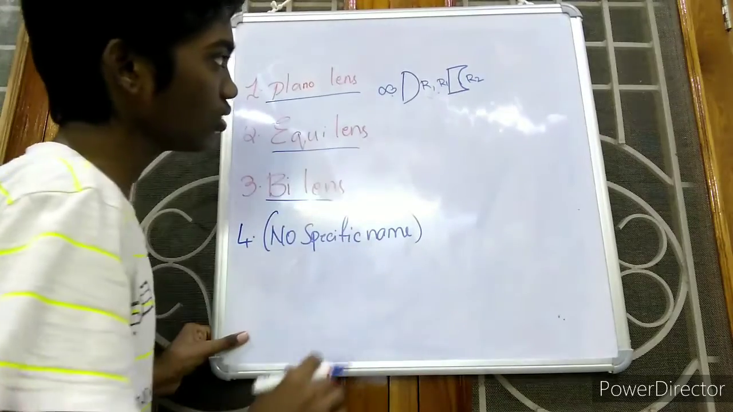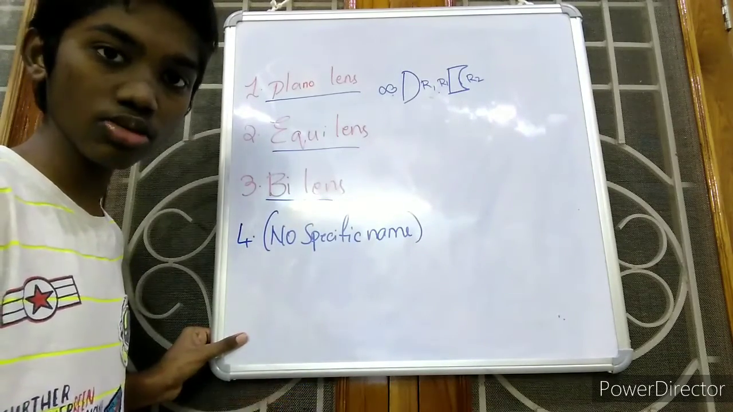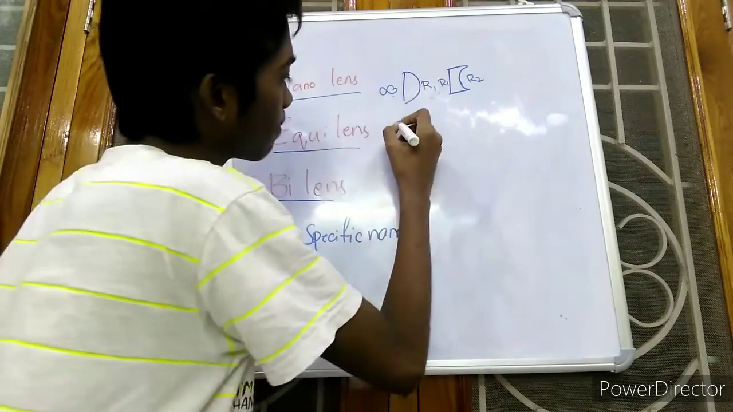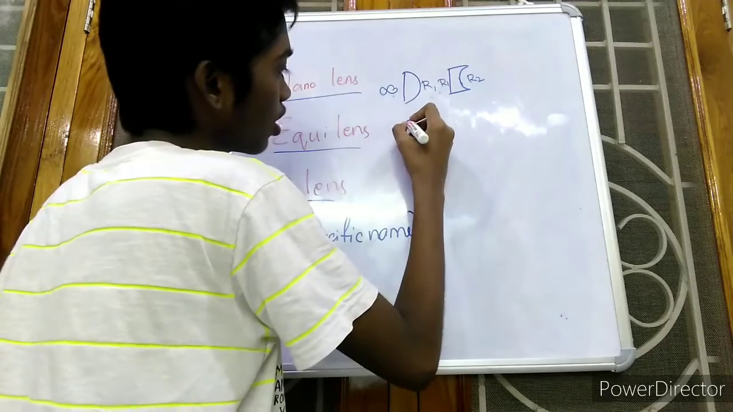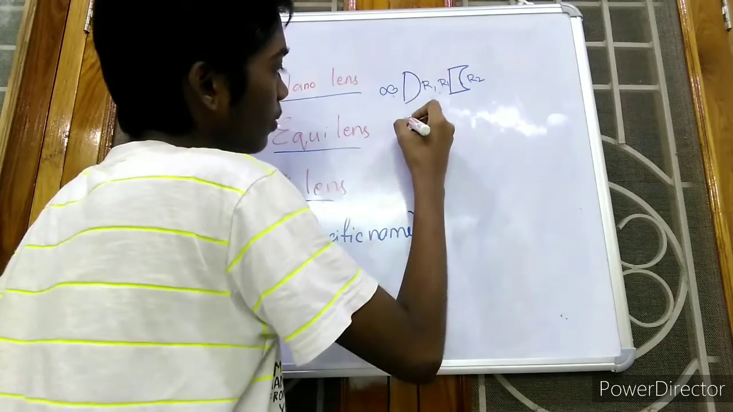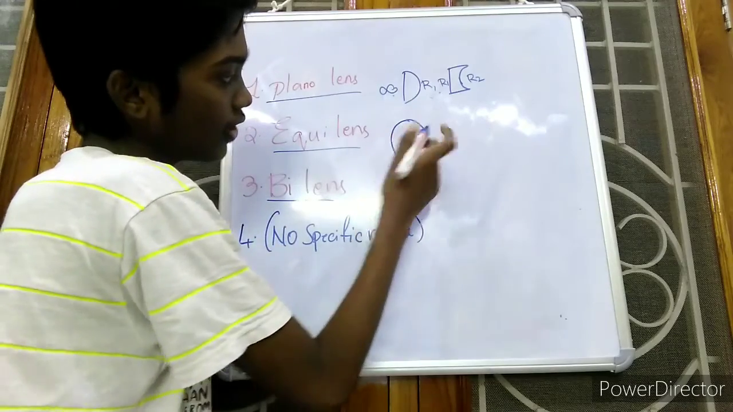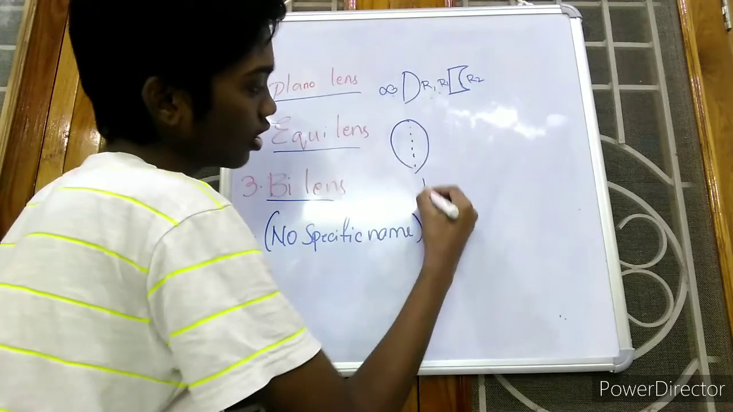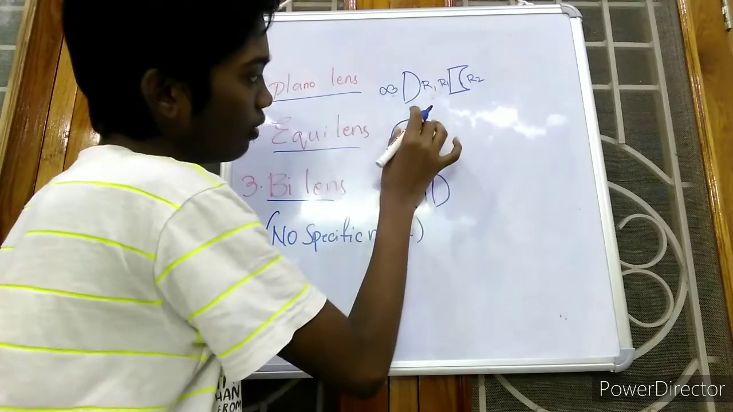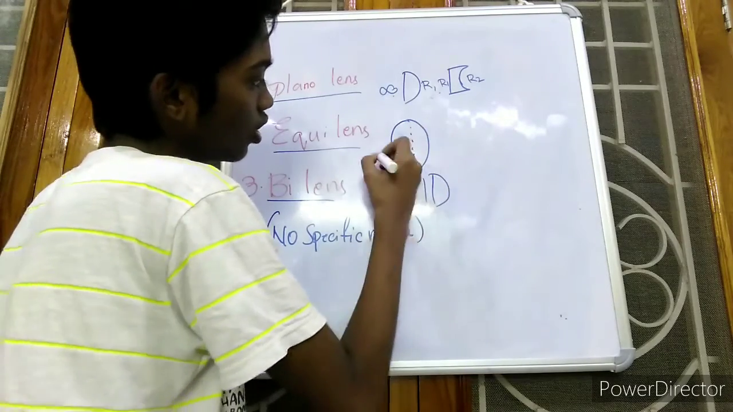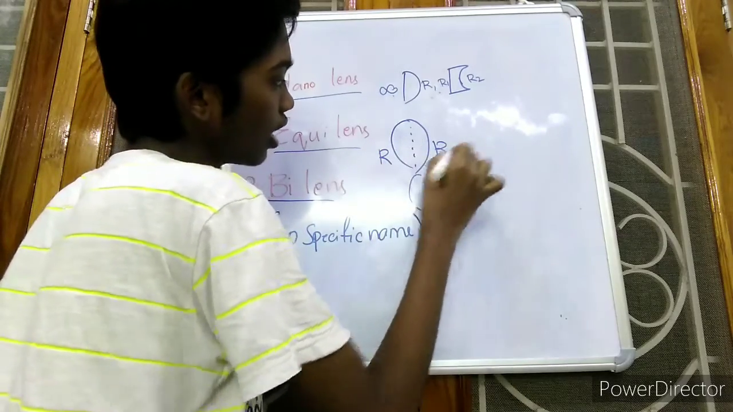So coming to equilens, it is having both curved surfaces and they are similar. So if we take the convex lens, it will be like this. They are having two curved surfaces. This is one curved surface and this is one curved surface. If we join both, then it will become like this. So it is having equal radii of curvature. So we can indicate by R and R.